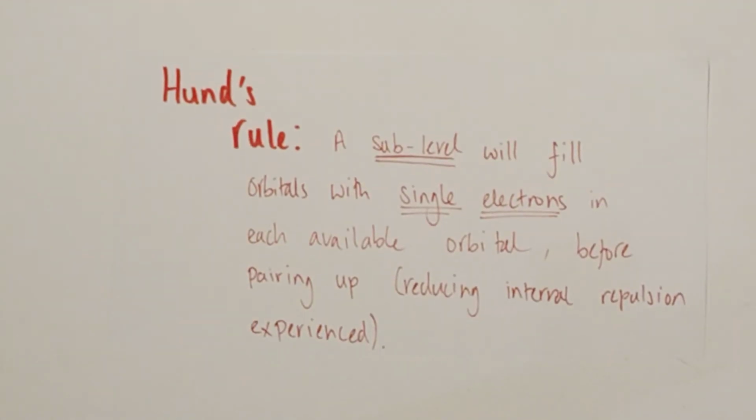Rule number 2, Hund's rule. A sublevel will fill orbitals within that sublevel with single electrons in each available orbital before trying to pair up electrons within those orbitals. This will be reducing internal repulsion experienced within those orbitals, which is more energetically favourable.